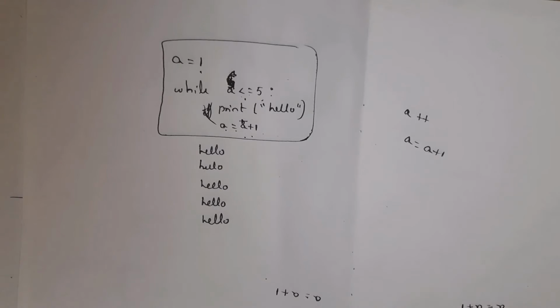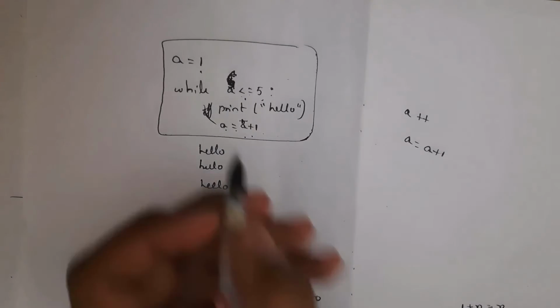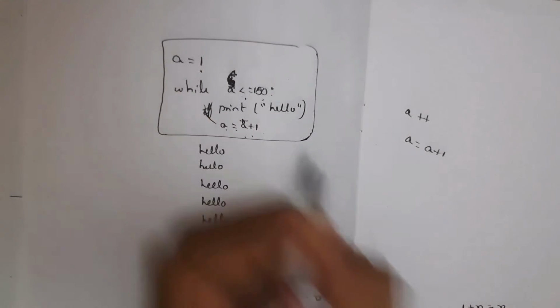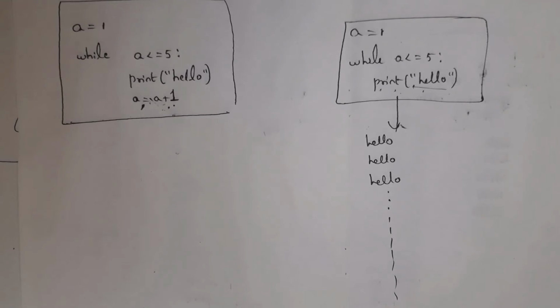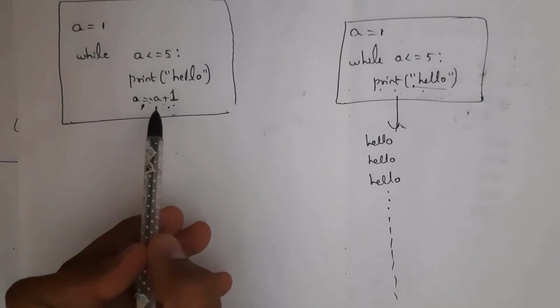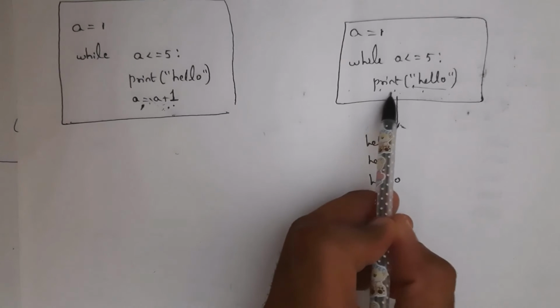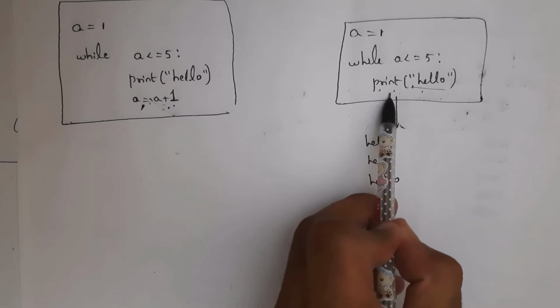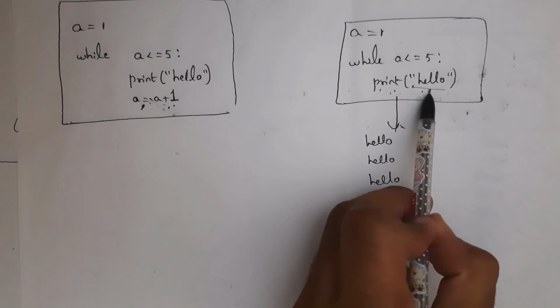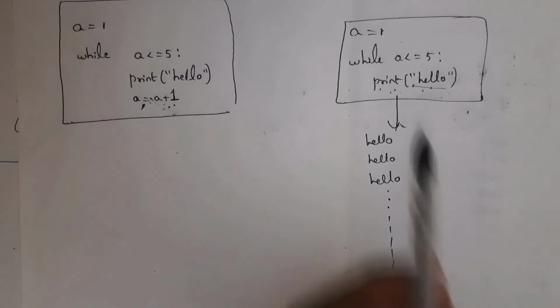For example, if you want to print hello 100 times, then just in place of 5 you need to give 100. That's it. Guys, in this program definitely you need to give here a equal to a plus 1. If you don't give here a equal to a plus 1, then this program will go into an infinite loop and it will keep on printing hello repeatedly, and there is no end for this. So definitely give here a equal to a plus 1.